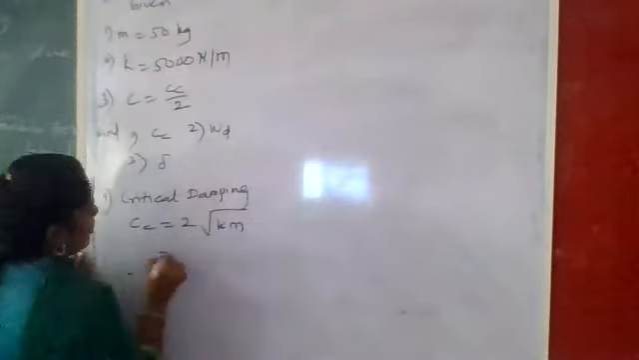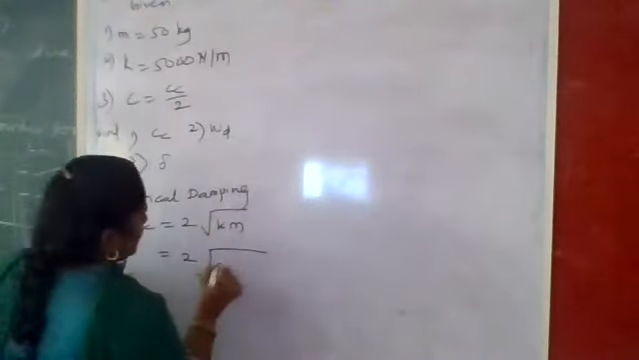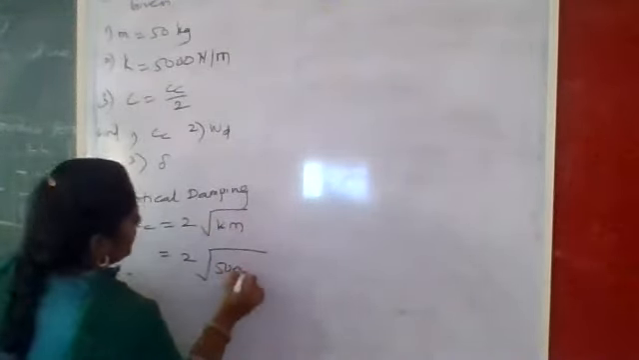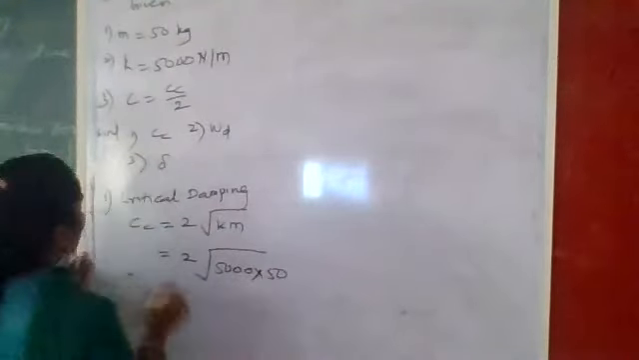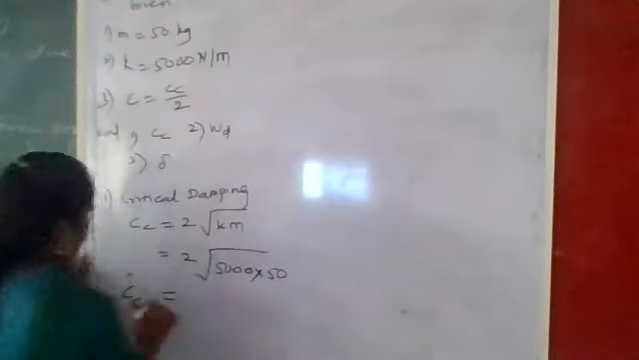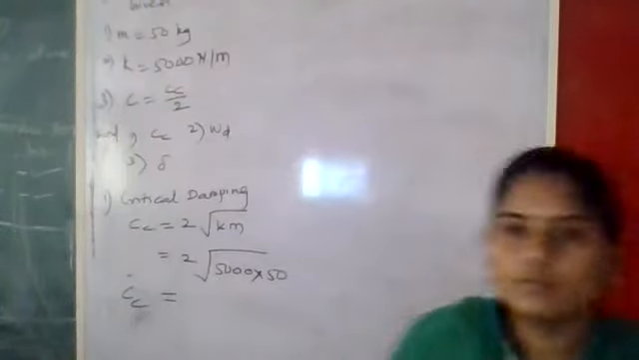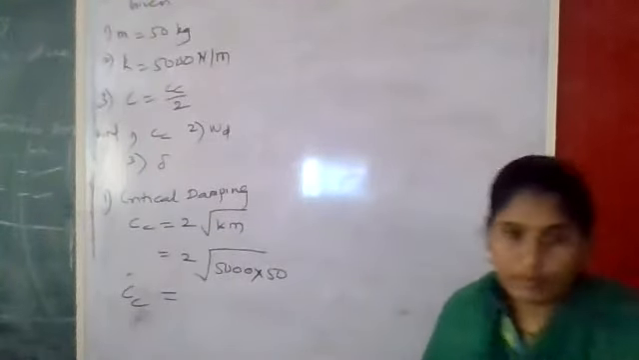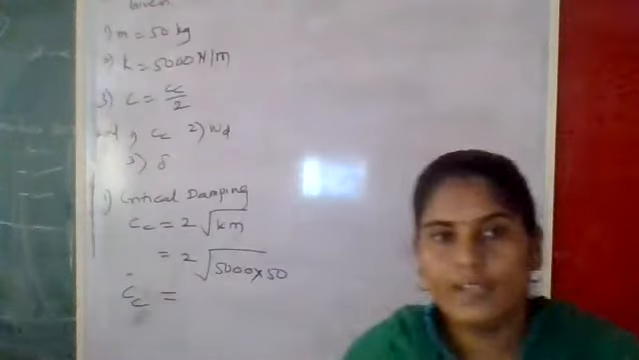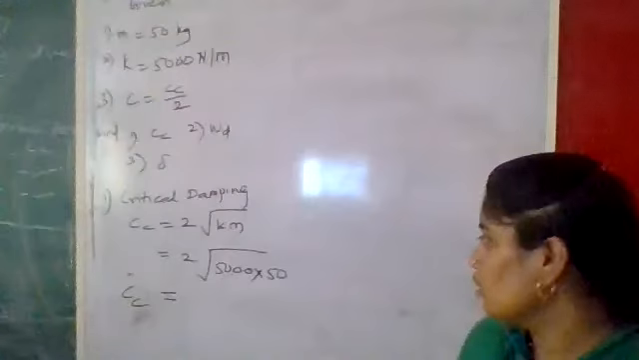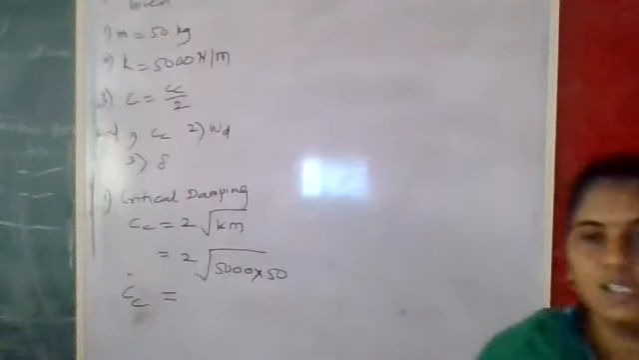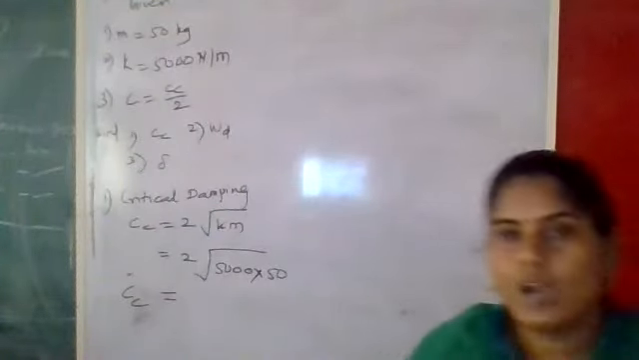That is the formula. 2 into root of k, m. k is given in newton per meter, into m in terms of kg. So what is the value of Cc? Cc is equal to 2 into root of 5000 into 15, that is k into m. Please tell me fast.